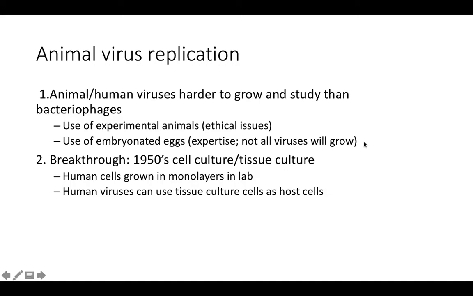And then in the 50s, they had this breakthrough, a new technique of actually growing monolayers of cells in cell culture, tissue culture, right? And then you could infect those monolayers of cells with your viruses. And again, not all viruses can grow in cell or tissue culture, but a lot more can grow in cell and tissue culture than can grow in eggs. But you'll remember the problem was the cells can only replicate so many times and then they die out. So they were looking for an immortalized cell line.